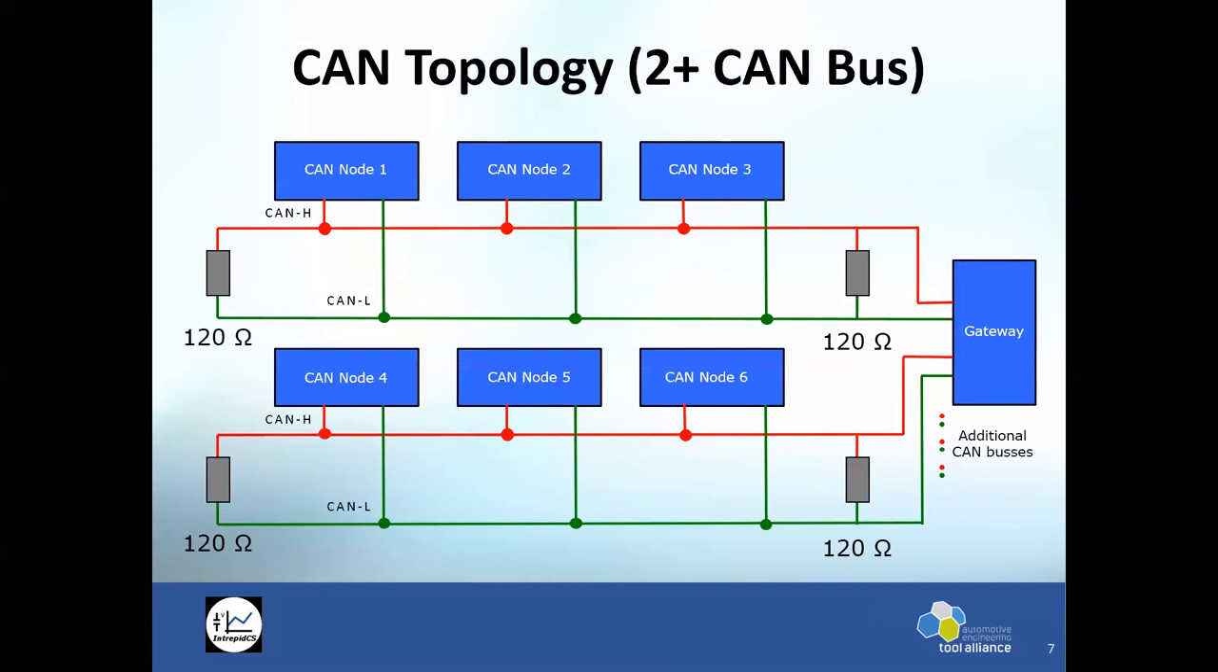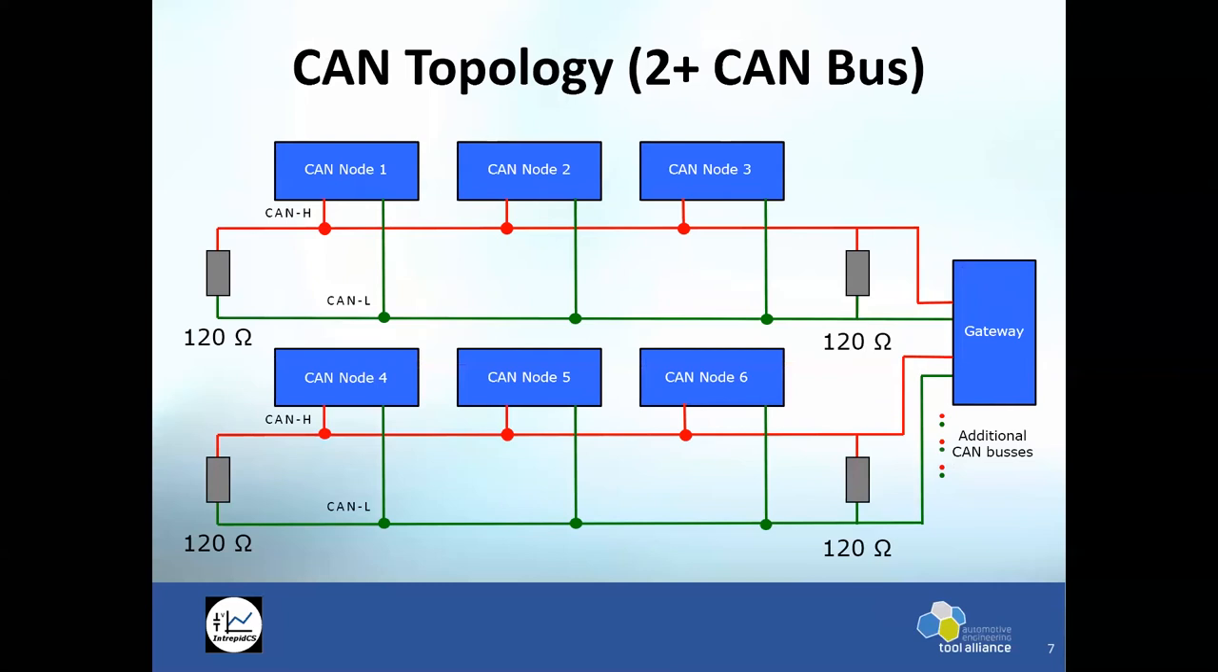This is a second topology. I didn't draw the grounds in here, so they're implied, but we have two different CAN buses. Each CAN bus has its 220 ohm resistors terminated at each end. In this case, there are three nodes on each CAN bus, with CAN high and CAN low.